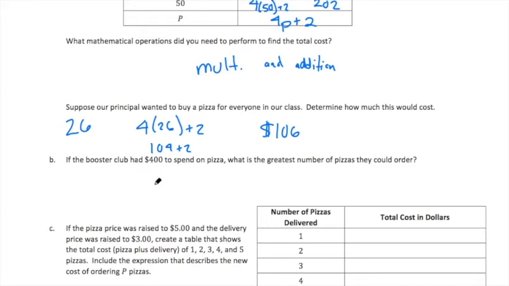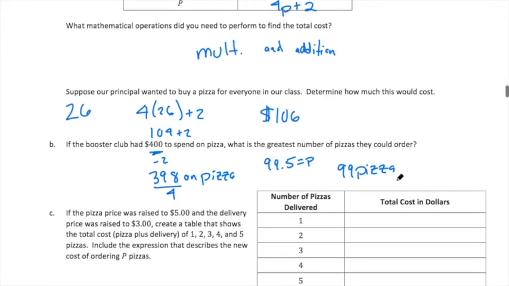Now, if the Booster Club had $400 to spend on pizza, we can work backwards to figure out how many pizzas they could order. The first thing we really need to think about is, let's take away that delivery charge. So take away the $2, there's $398 that we're spending on the pizzas themselves. Now, each pizza costs $4, so we divide by 4. So that would give us 99.5 pizzas. We can't order half a pizza. So in terms of real context, we can only order 99 pizzas.